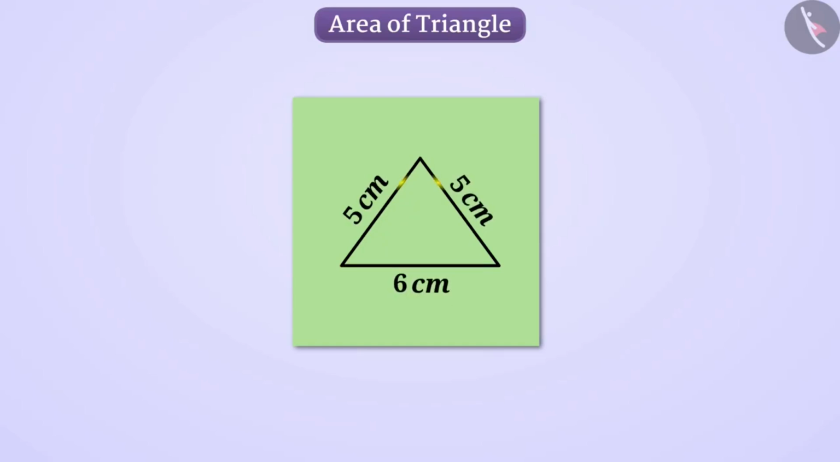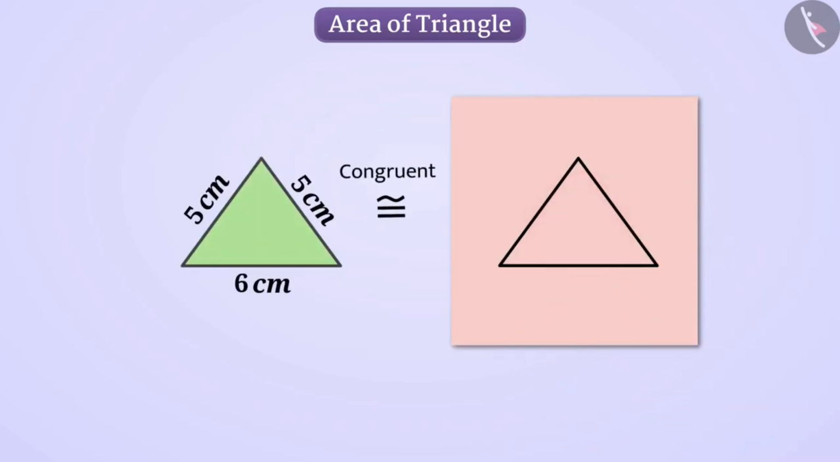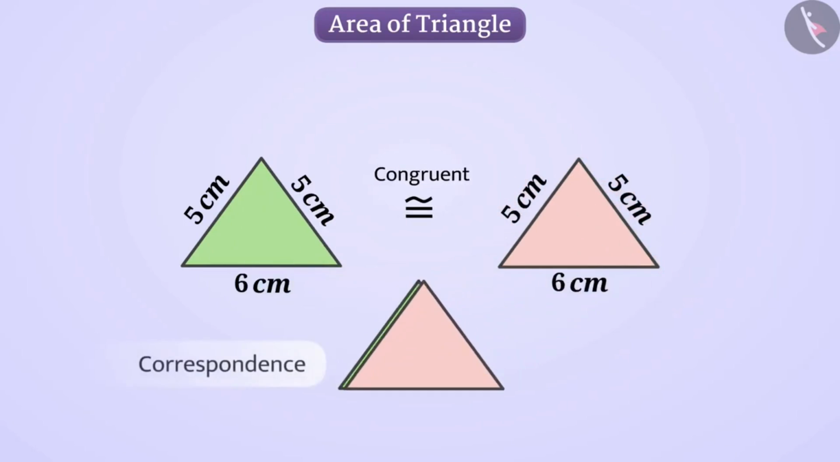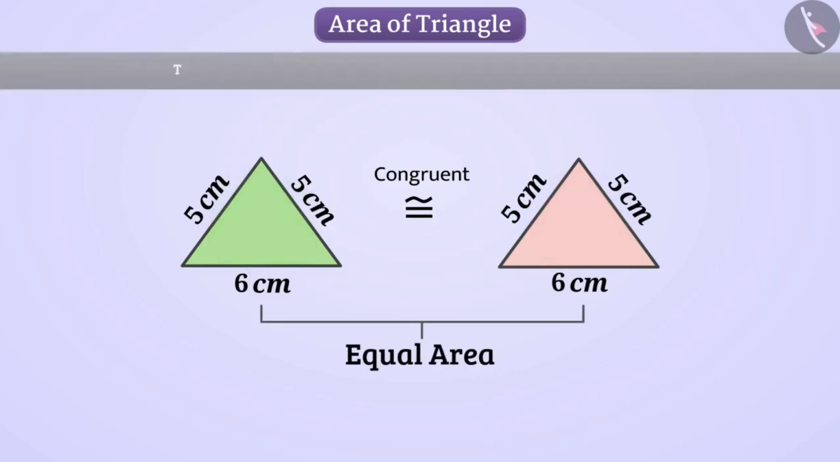Cut this triangle from paper. Draw a triangle on paper which is congruent to this triangle. That is, draw another triangle whose sides are of length 5 cm, 5 cm and 6 cm. Cut this as well. We see that under a correspondence, the two triangles completely cover each other. Therefore, we can say that the area of these two triangles is equal. Generally, the area of all congruent triangles is equal.